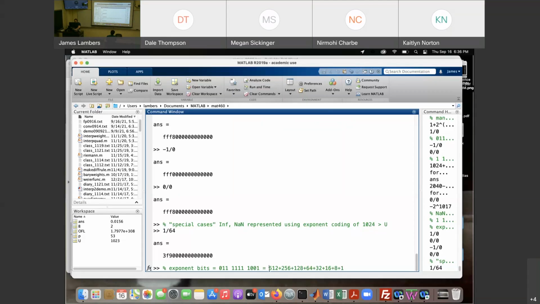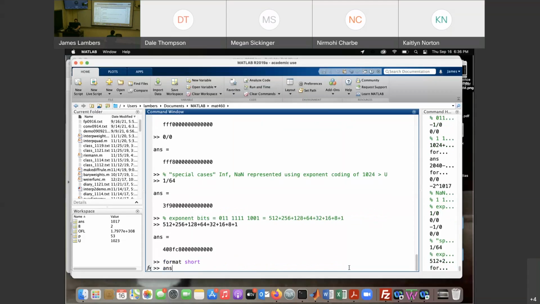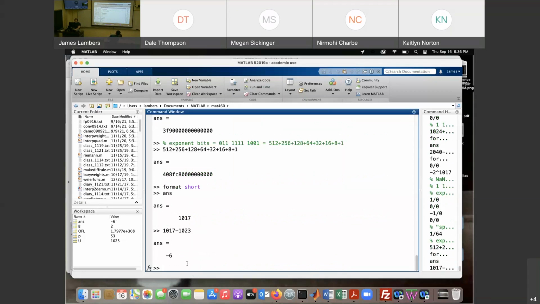Okay, so if I work out what this number is, or have MATLAB do it for me, 1017. But I have to subtract 1023. So the exponent is minus 6, which makes sense because 1 over 64 is 2 to the minus 6.